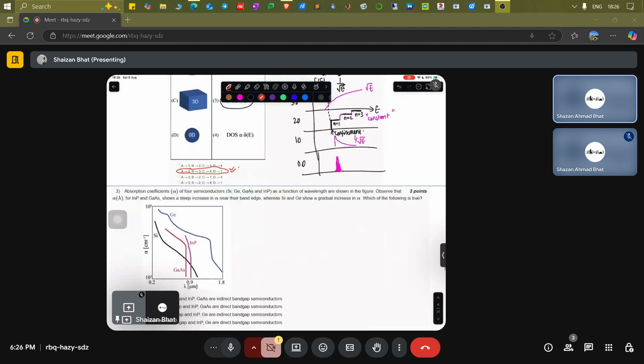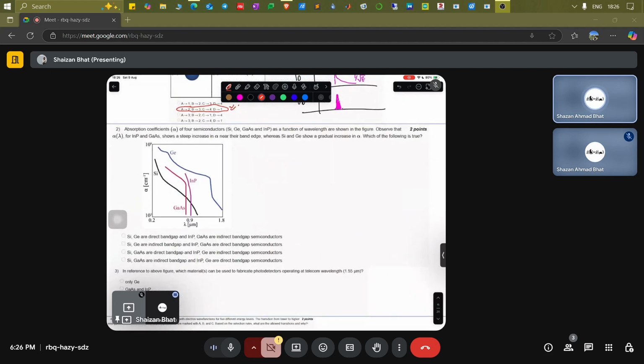Now, for the second question, the absorption coefficient is shown on the y-axis for four semiconductors as a function of wavelength. Observe that the absorption coefficient for indium phosphide and gallium arsenide shows a steep increase in alpha near their band edge, whereas for silicon and germanium, it shows a gradual increase. Which of the following is true?